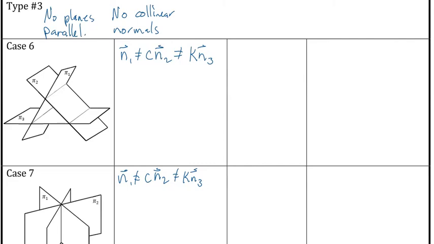But what does this mean? This means the normals are coplanar, is what we call this. What do you think coplanar means? It means exactly how it sounds. What do you think it means? It means they're in the same plane.